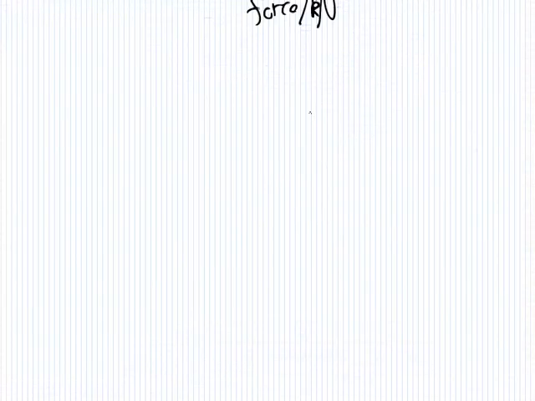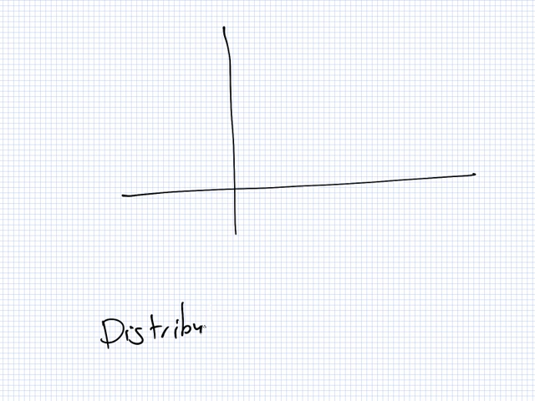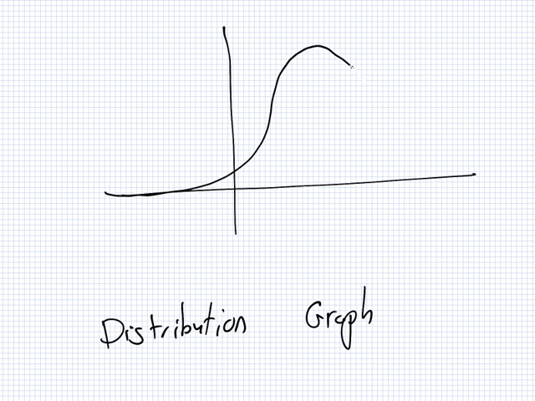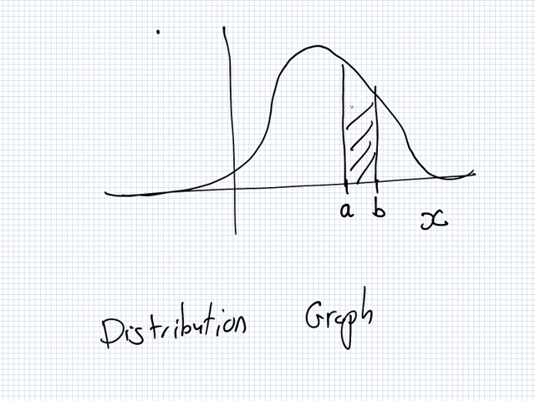So how is this useful for us? Well, when you have these graphs I just showed you, they're called distribution graphs. And here is usually the x, and here is usually the frequency. If you want to know how many will I have between, let's say, A and B, all you need to do is calculate the area of this graph.